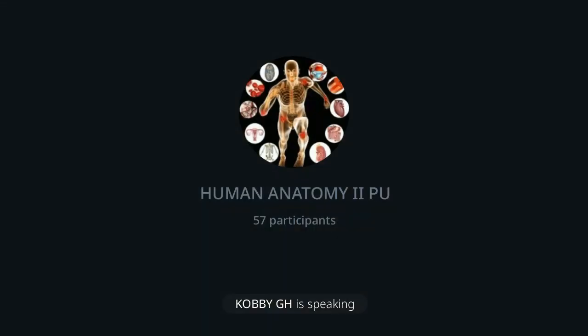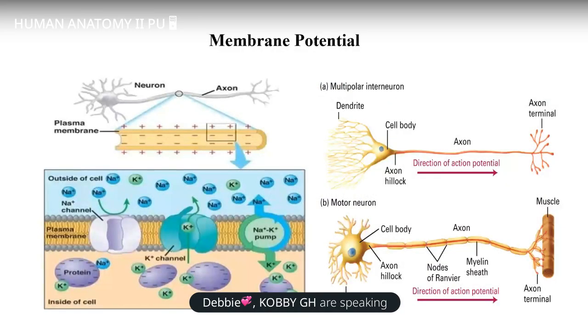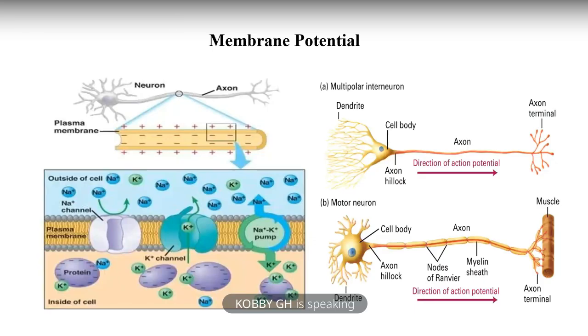What's the difference between action potential and membrane potential? Please, can I try? Yes, please try. The action potential is the movement of electrical signals from one point to another point in the axon. Yes, I like your definition a lot. And the membrane potential is the electrical difference between the inside of the neuron and the outside of the neuron. Okay. So which one depends on the other?